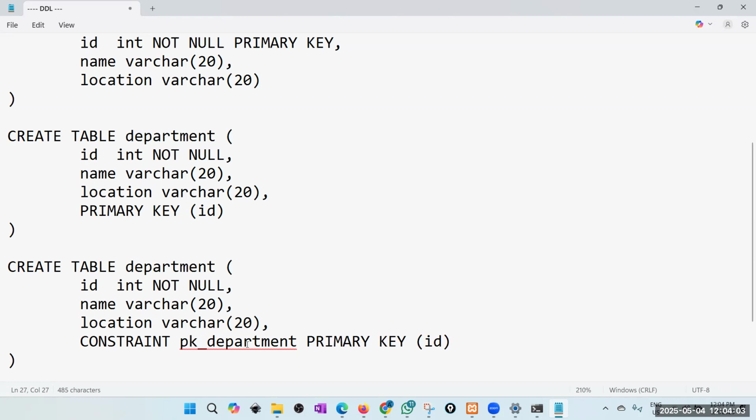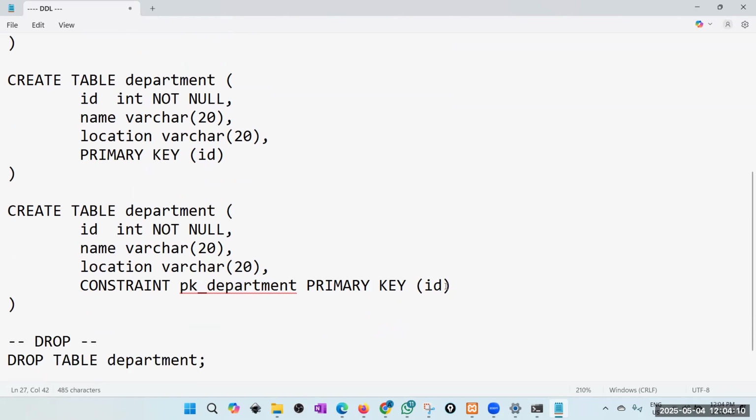Don't worry because this is just a name. And then you say primary key, what is your primary key? Or it can be a composite key with comma separators. So that is the third approach. The third approach.